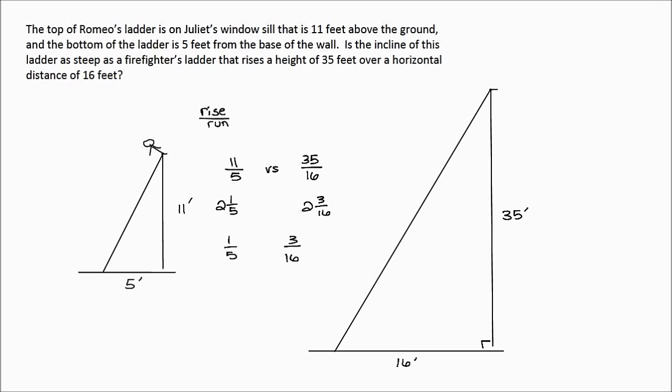In other words, find the LCD, which is 80 in this case. So I'm going to multiply top and bottom of this one by 16 and top and bottom of the right-hand fraction by 5. And you will get that the left fraction is 16/80ths and the right fraction is 15/80ths. So the left fraction is steeper, it's greater. And the left fraction actually is associated with Romeo's ladder. So Romeo's ladder is actually steeper. If it's a larger slope, it's steeper. That's all we have to do for this type of problem.